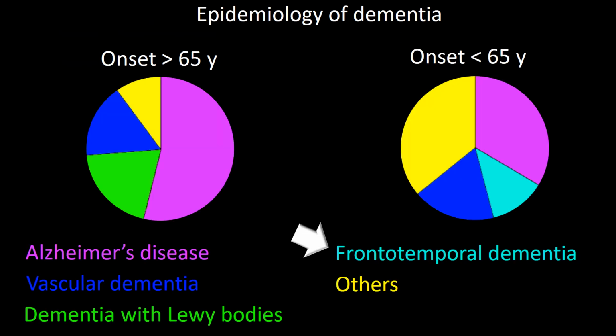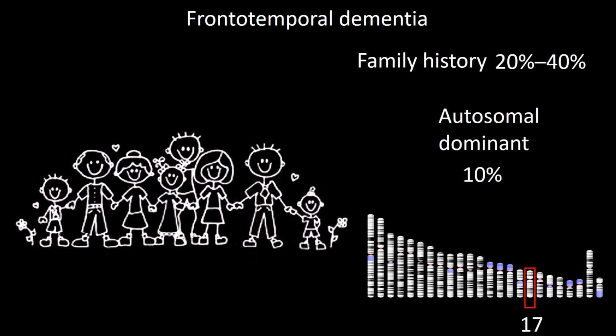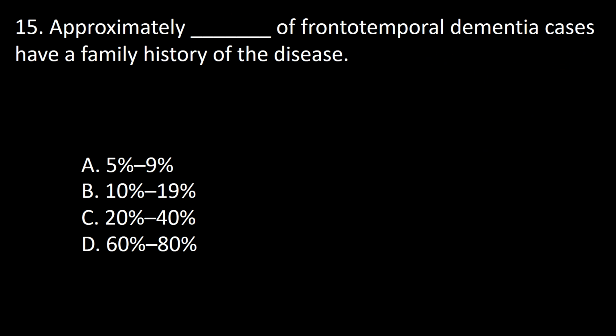Frontotemporal dementia is fundamentally a disease of the young. If you consider someone less than 65 years of age young, 20 to 40% of the time a family member has been affected by it. Frontotemporal dementia in 10% of the cases is due to an autosomal dominant condition. Mutation producing frontotemporal dementia is often found in chromosome 17. So the answer to this question is C.